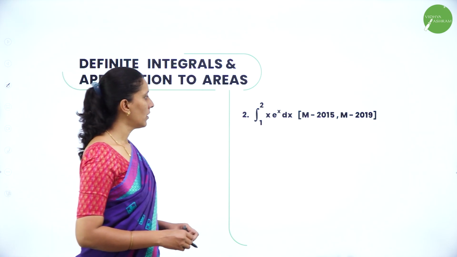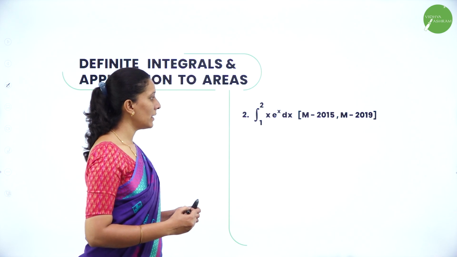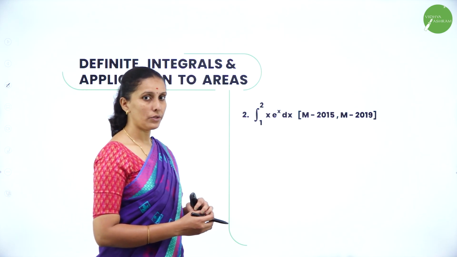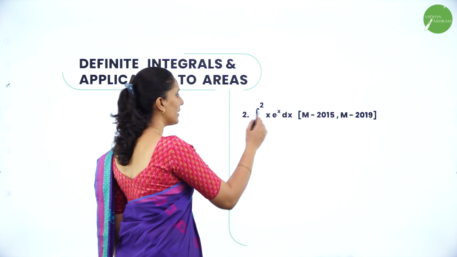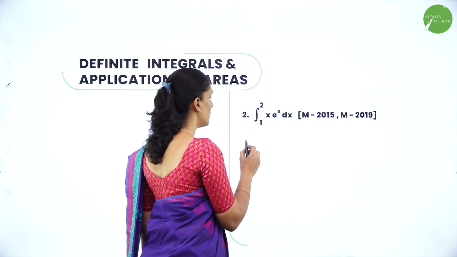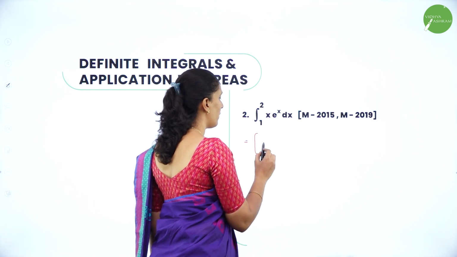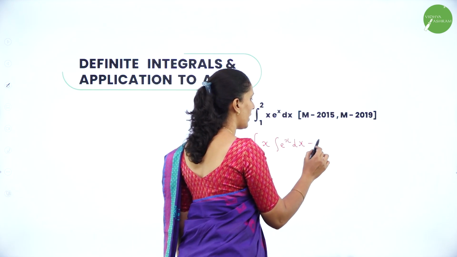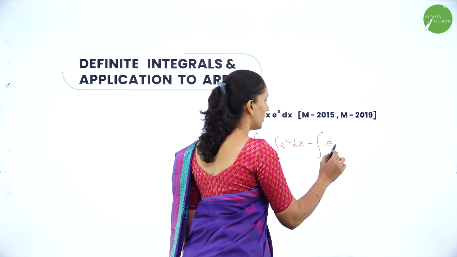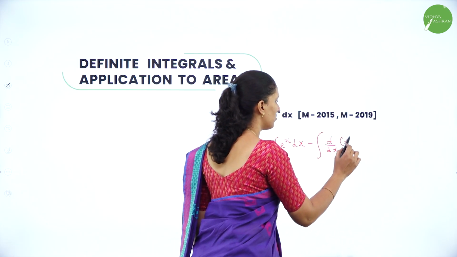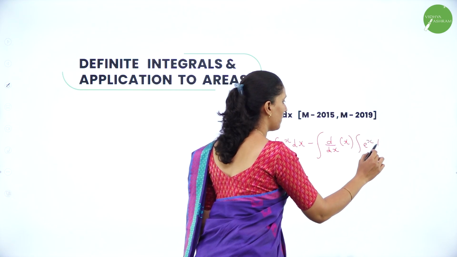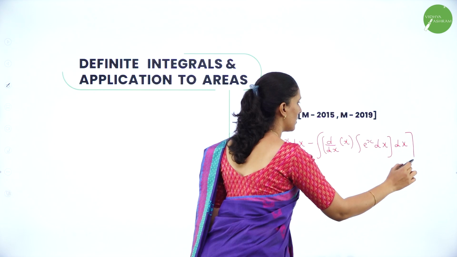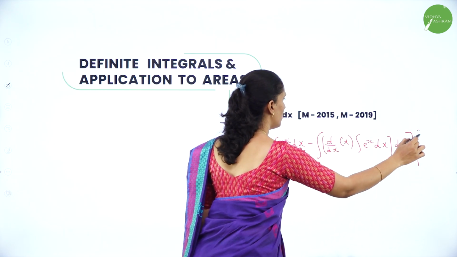Next question, integral of x e power x dx. So limits are given, that is a to b from 1 to 2. So let us apply the integral by parts first. So first function, integral of second minus integral of derivative of first, integral of second with respect to dx again. So the limits are given from 1 to 2.